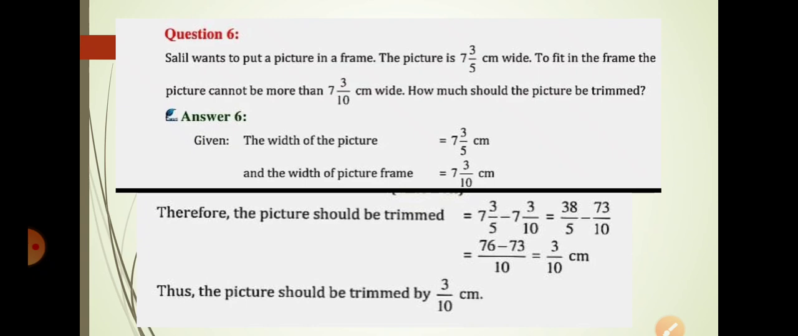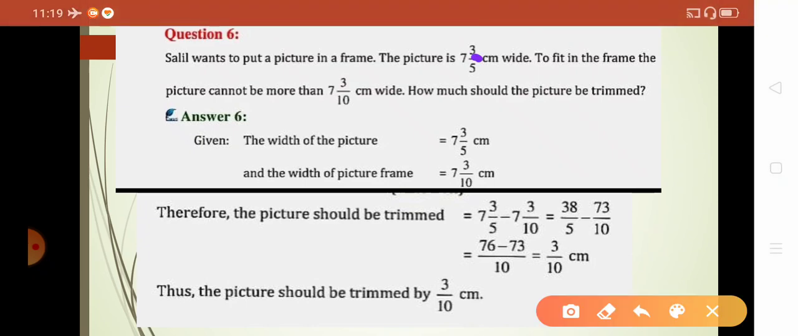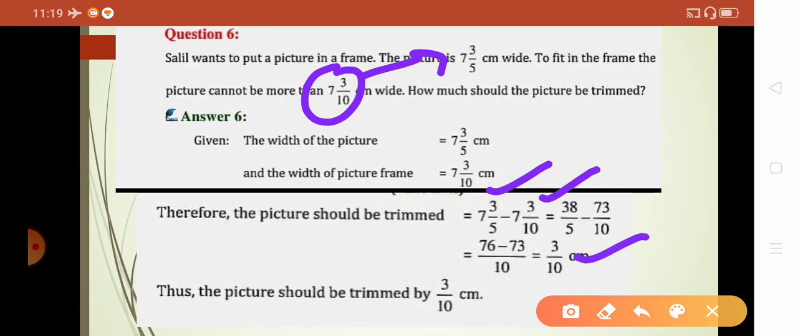That means this value is, as the denominator is smaller, 5, greater. Here the denominator is larger, so this value is smaller. So what you should do, you have to subtract this value from this. That means 7 is to 3 by 5 minus 7 is to 3 by 10, and the answer comes out to be 3 by 10. That means you have to trim the picture by 3 by 10 centimeter.